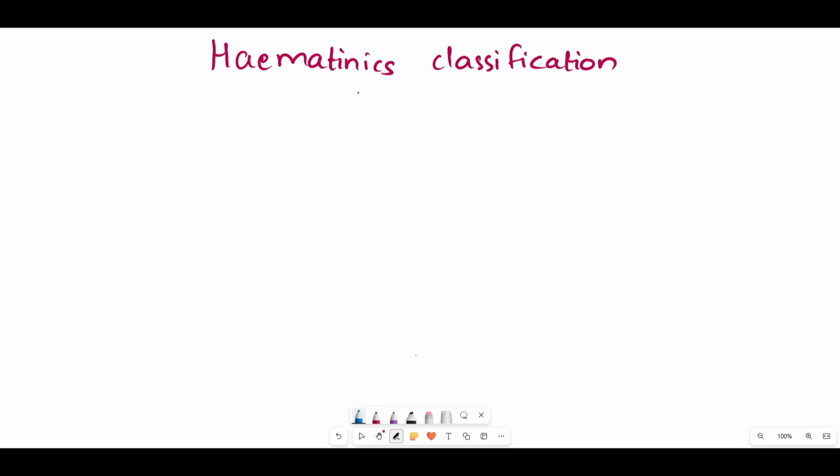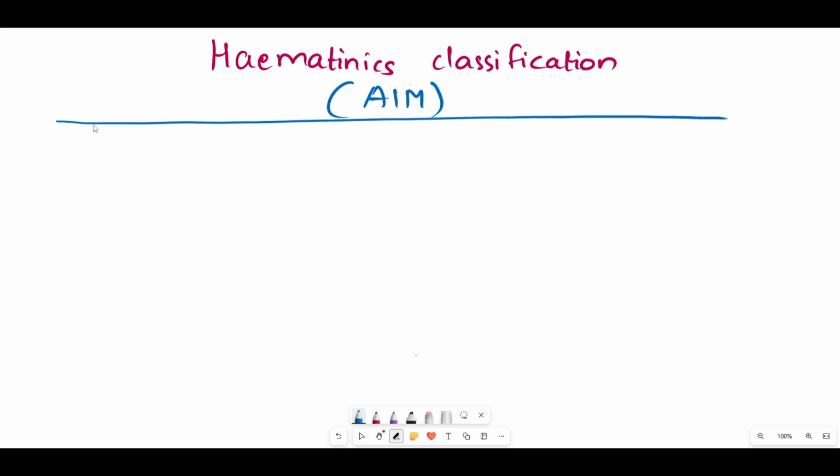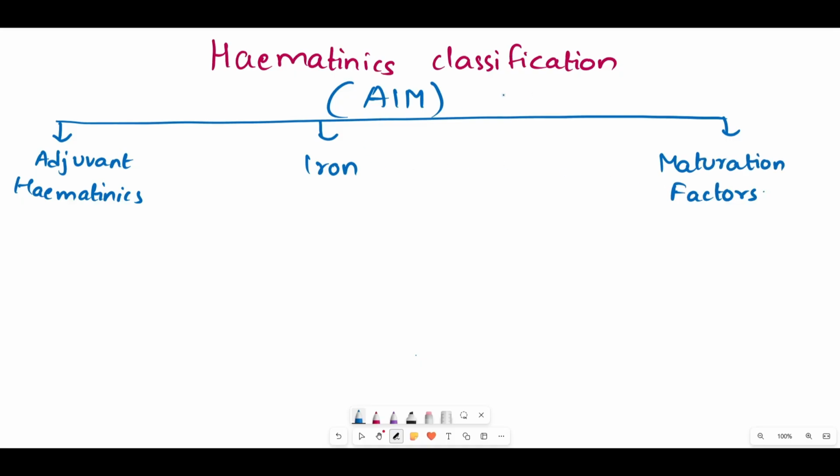So to remember the subclasses under this Haematinics classification, just remember it as AIM. So AIM Haematinics. Where A means it is adjuvant hematinics, I means it is iron, M means it is maturation factors. Clear? Hematinics classification, just remember that these are divided into three classes.